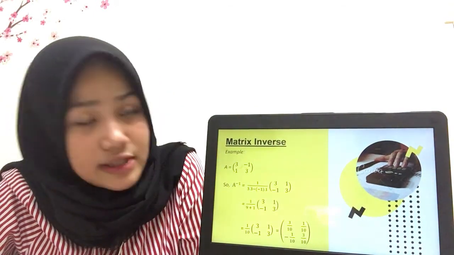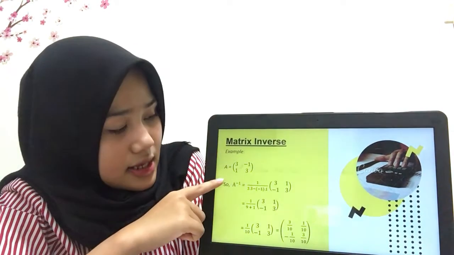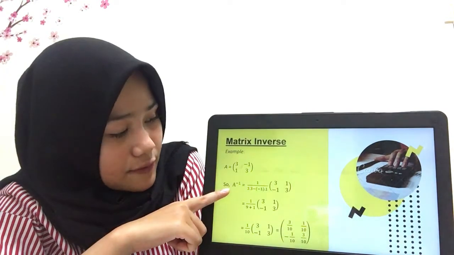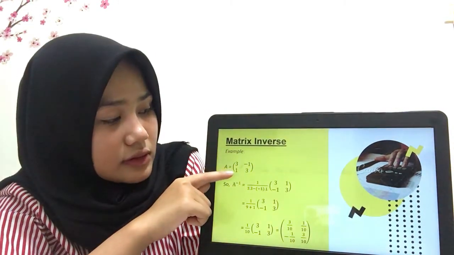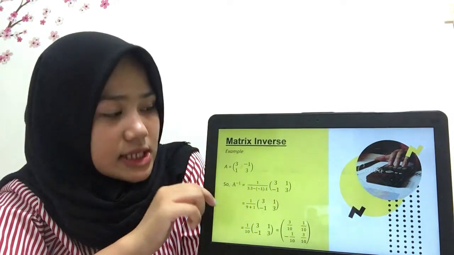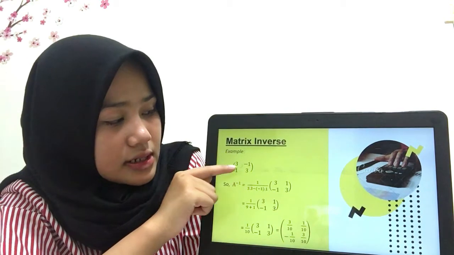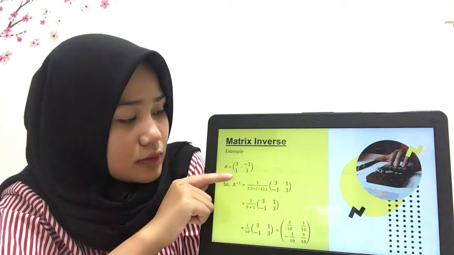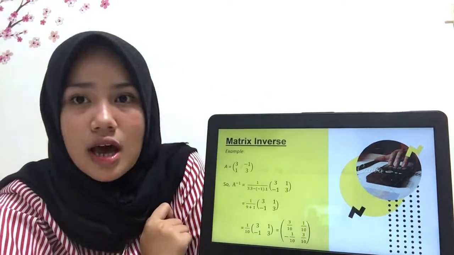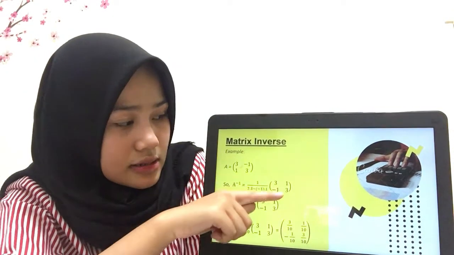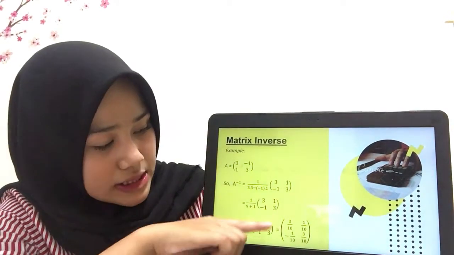Next, an example of the matrix inverse. There is matrix A, and the inverse of matrix A is 1 over the determinant of matrix A. There is 3 multiplied by 3 minus 1 multiplied by 1, and we multiply it by the adjoint of matrix A. That is 3, 1, minus 1, and 3. So this is the result.